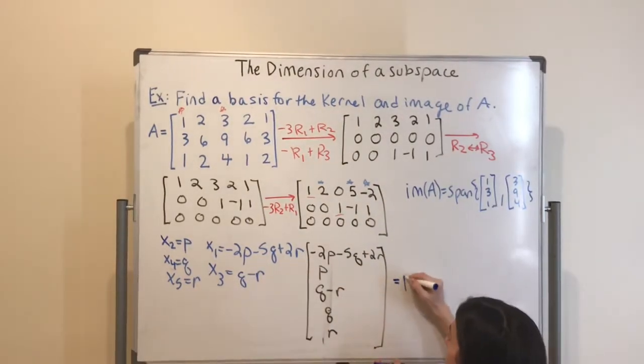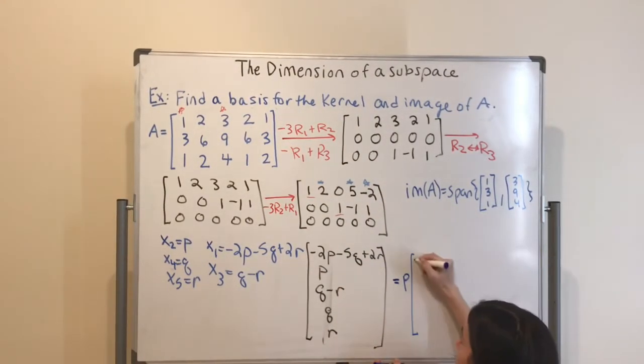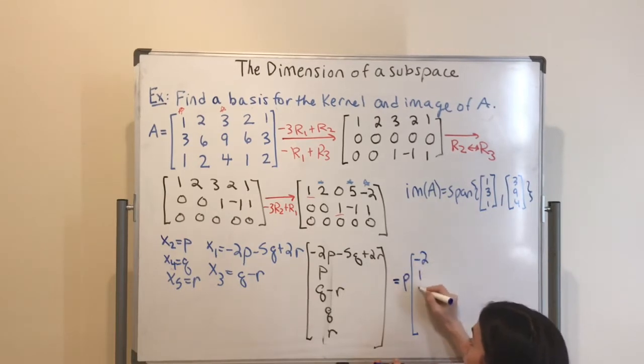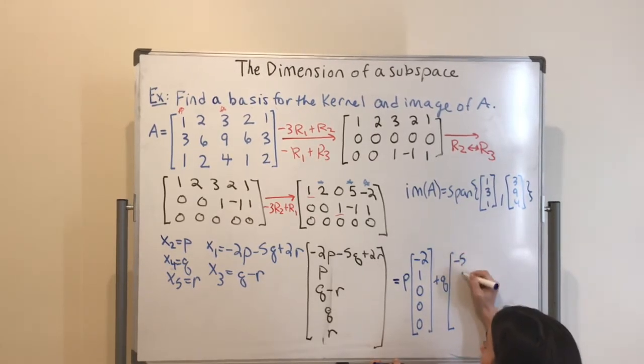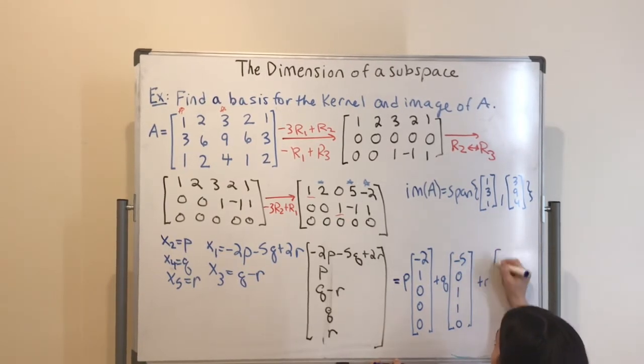I may write this as p times minus 2, 1, 0, 0, 0, plus q times minus 5, 0, 1, 1, 0, and then plus r times 2, 0, minus 1, 0, 1.